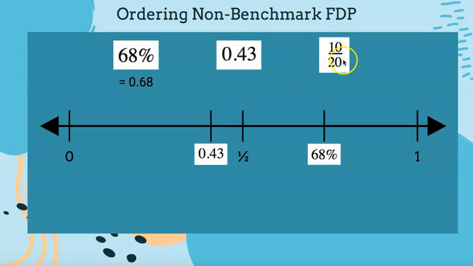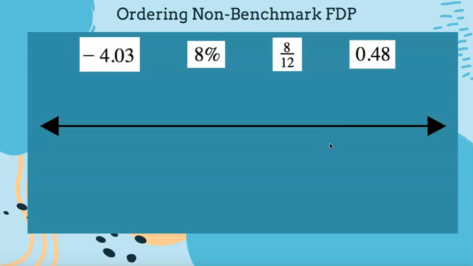And then we have 10 over 20, or 10/20ths. We know that 10/20ths simplifies to 1/2. 10 divided by 10 is 1, 20 divided by 10 is 2. So that is equivalent to 1/2, and we're just going to put it right under that 1/2 marker. Then we see these in order from least to greatest: least is 43/100ths, then 10 over 20, then 68%. Those are in order on our number line.